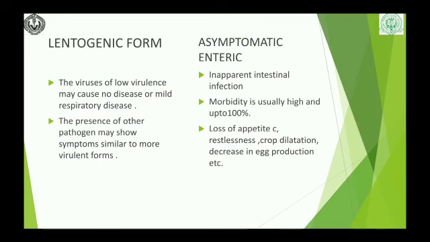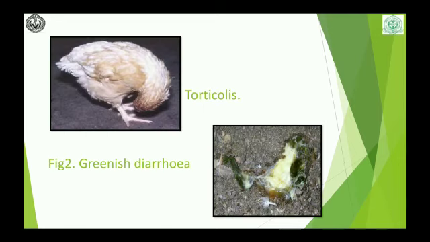Lentogenic form is a mild form of the disease. However, the presence of other pathogens, maybe viral or bacterial, may influence, and the birds may show symptoms similar to the velogenic strains. Asymptomatic enteric strain. In apparent intestinal infection, morbidity is usually high and up to 100%. Loss of appetite, restlessness, crop dilatation, decrease in egg production, etc. are also seen. Then the symptoms are as seen in the pictures.